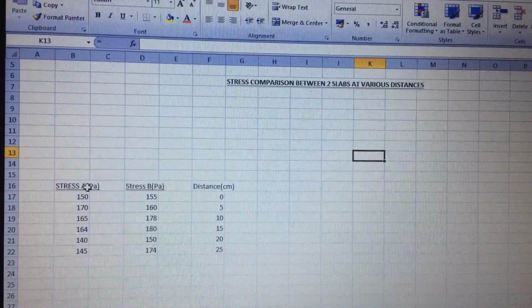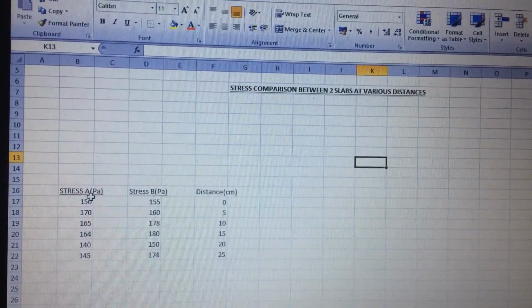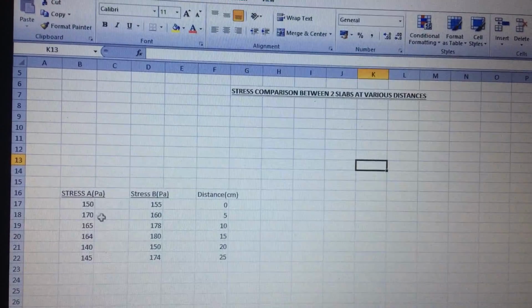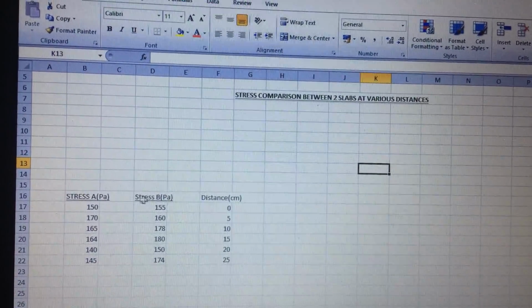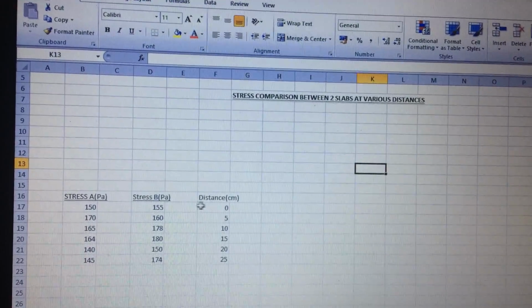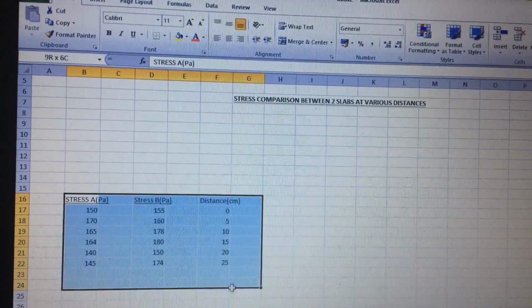So we are going to check the variation of pressure, the variation of the stress at various distances for the two bodies and compare in the same graph. So we will take the stress for the two bodies along y-axis and the distance along x-axis. So let's first select the whole data.